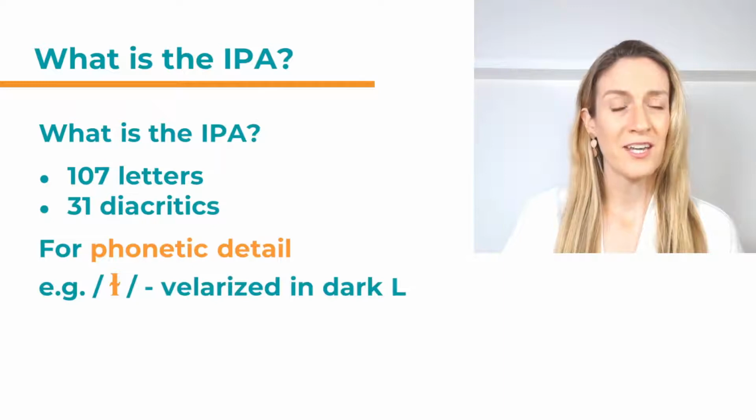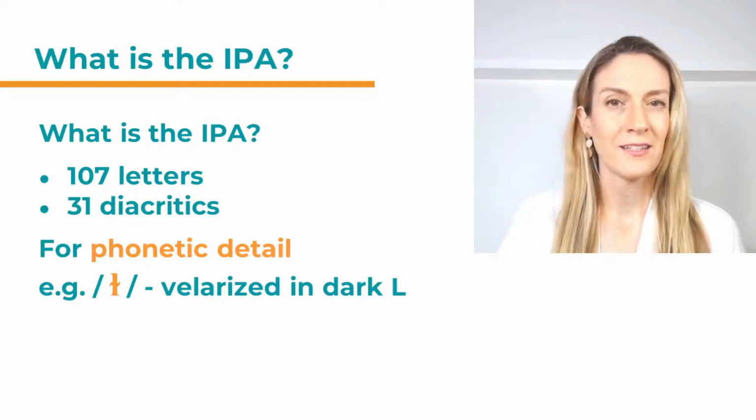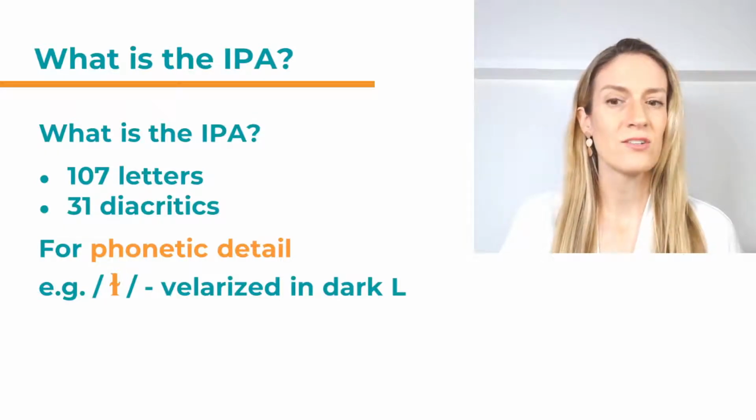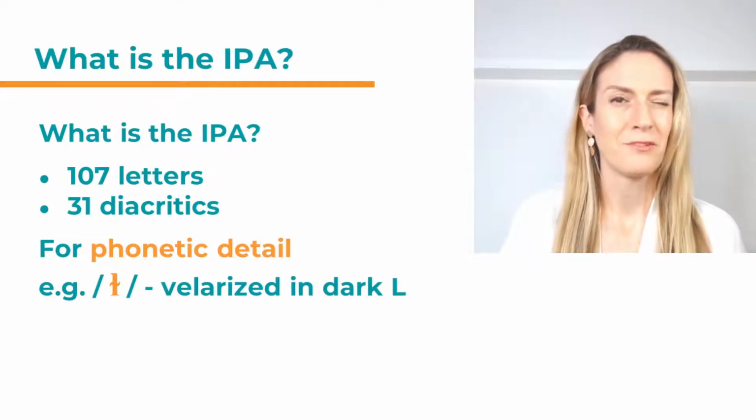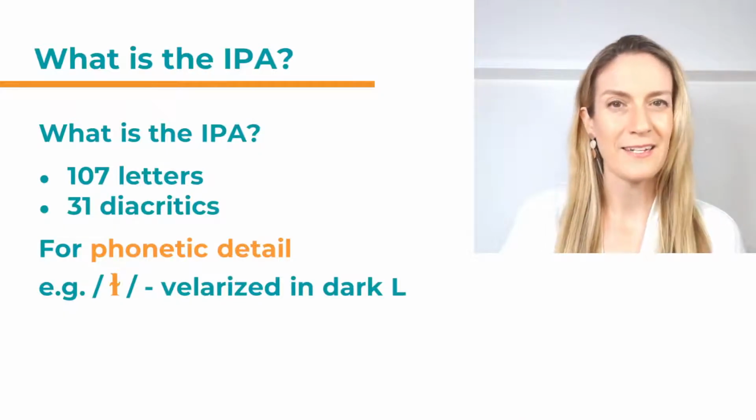Another diacritic that you might have seen is this little tilde that is crossing the sound, and this is really to show a velarized, that is a dark sound. If you want to find out more about dark and light L, make sure to watch my other video on that.